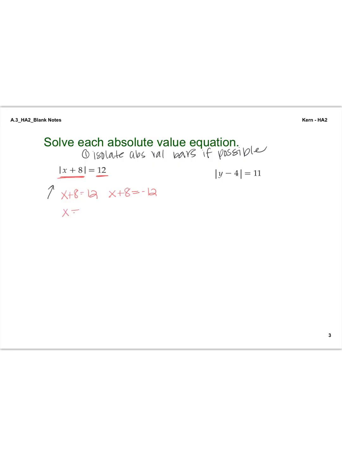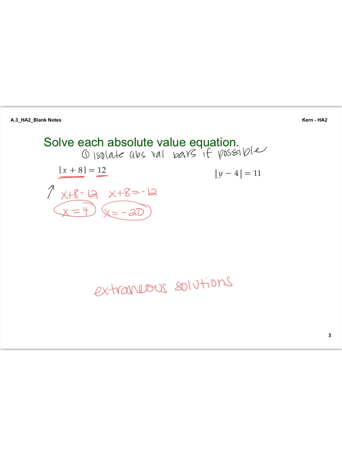If you subtract 8 from both sides, you get 4. If you subtract 8 from both sides, you get negative 20. So both of these are part of our answer. And you always want to check for what we call extraneous solutions. An extraneous solution is an answer that you get that when you plug it back in, it doesn't make sense.